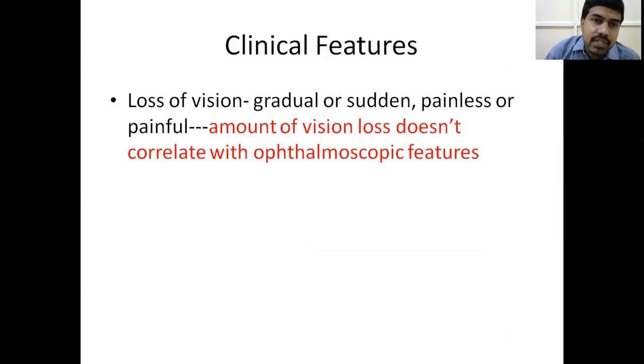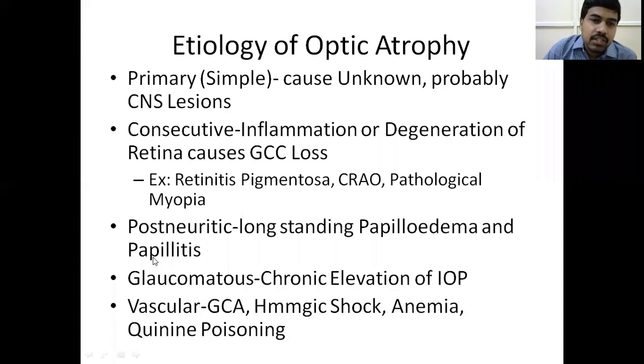So what are the clinical features? Loss of vision. There could be sudden loss of vision or gradual loss of vision. It could be painless or painful, depending on the condition. Suppose it is due to optic neuritis, then it will be painful and sudden loss. If it is papilledema, it is painless and gradual loss. If it is open angle glaucoma, there might be minimal pain. If it is angle closure, there will be pain.